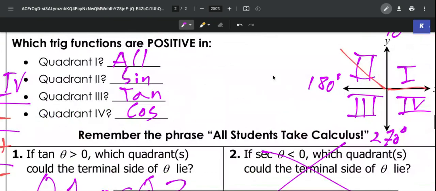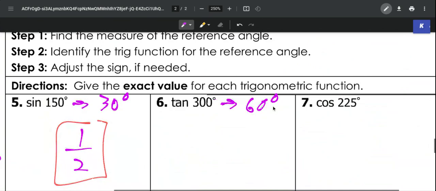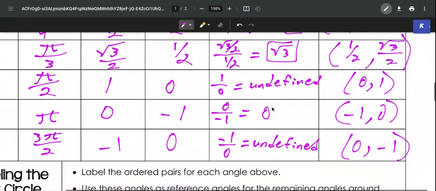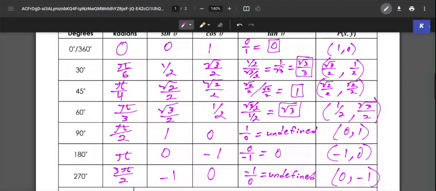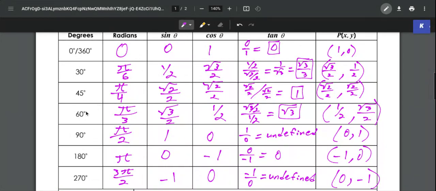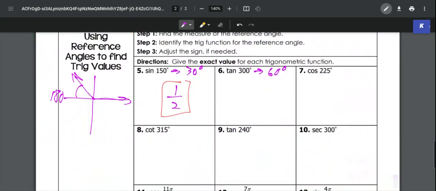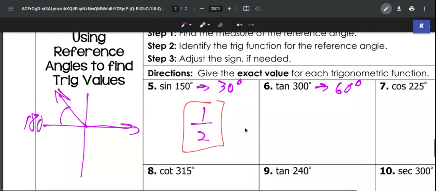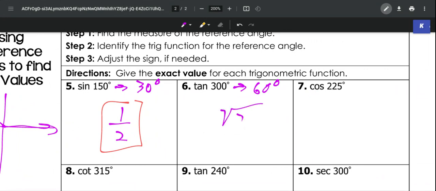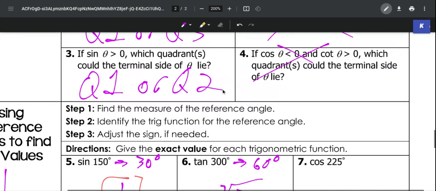So this reference angle for 300 degrees is 60 degrees, and it's tangent of 60 degrees. So we're going to go back to our table of all of our values here and go to 60 degrees and then go all the way over here to tangent. So it's square root of 3 or radical 3. So radical 3 is our value, but it's not the exact value because now we need to go back and use 300 degrees and decide what quadrant it is in.